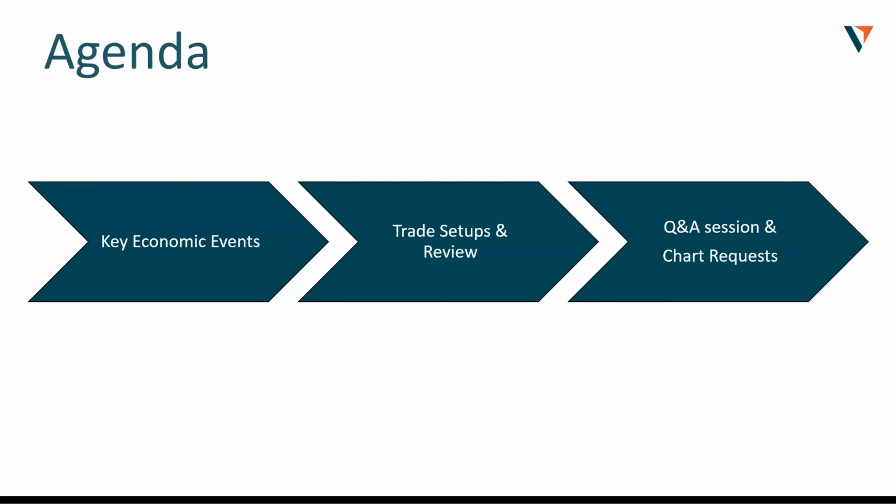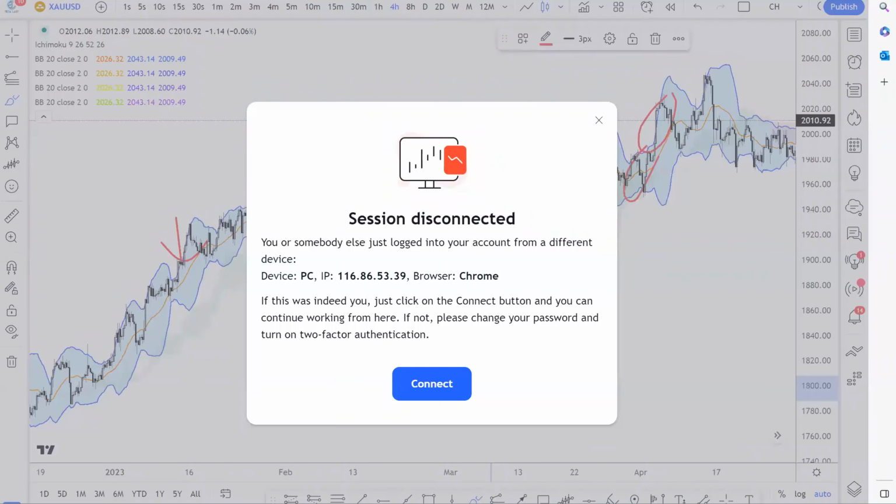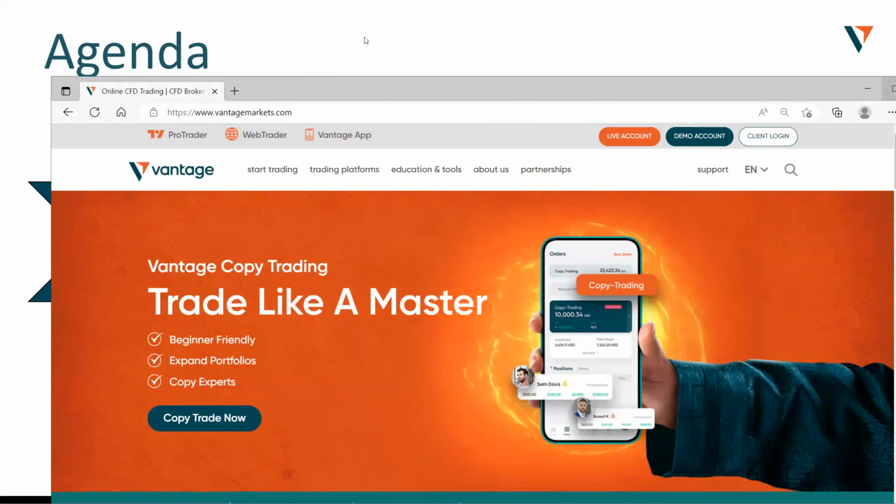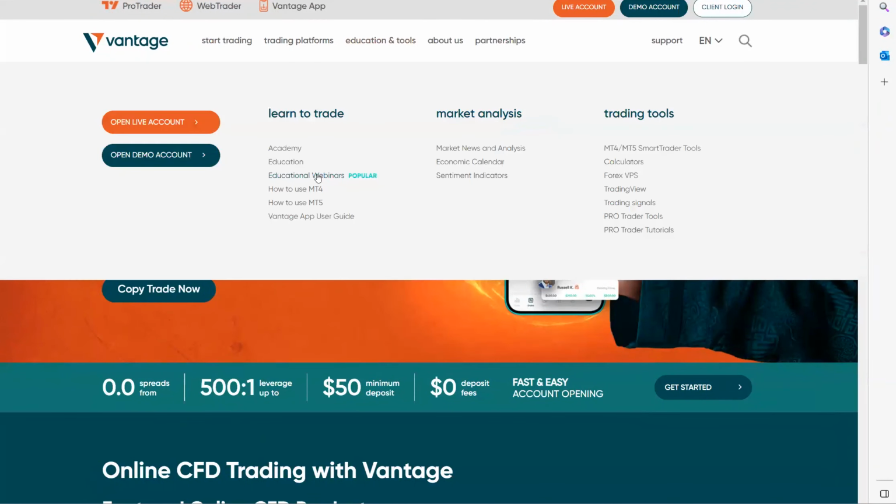Okay, so with that, let's take a look at our economic calendar. Let me just bring up the chart. The two main ones that I use for economic calendar would be mainly Vantage Markets, you can just go to vantagemarkets.com, and the other one would be Forex Factory. Under Vantage Markets, just go to Education and Tools.